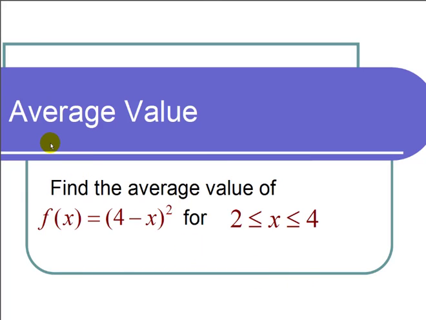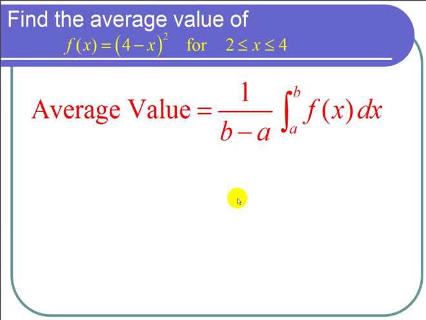This is a video on finding the average value of a function. The question states, find the average value of f of x equals (4 minus x) squared for x between 2 and 4. So we use the average value formula, which says the average value is equal to 1 over b minus a times the integral from a to b of f of x dx.